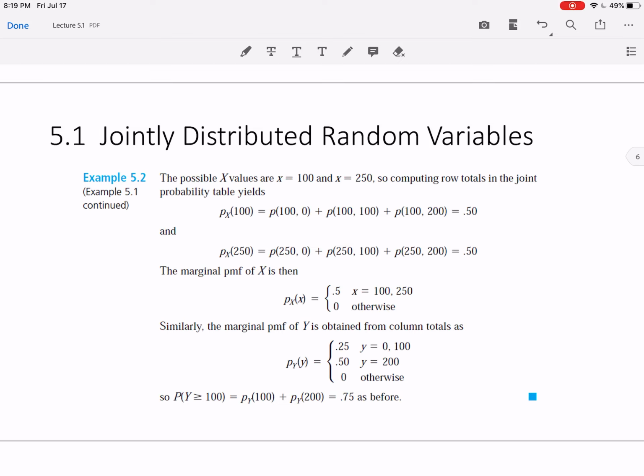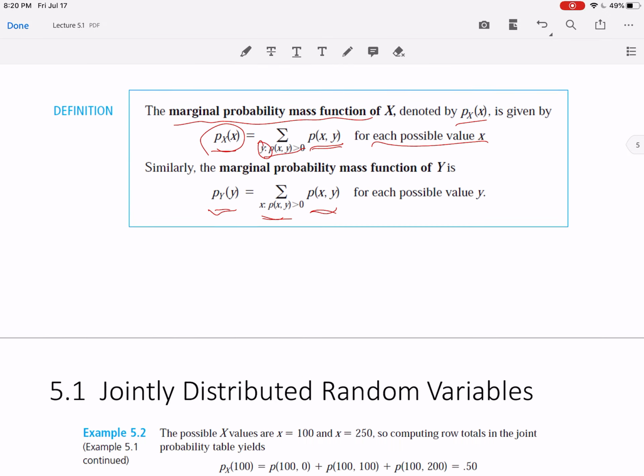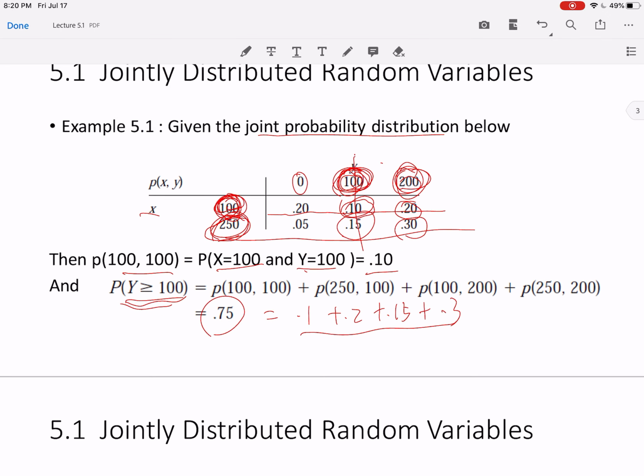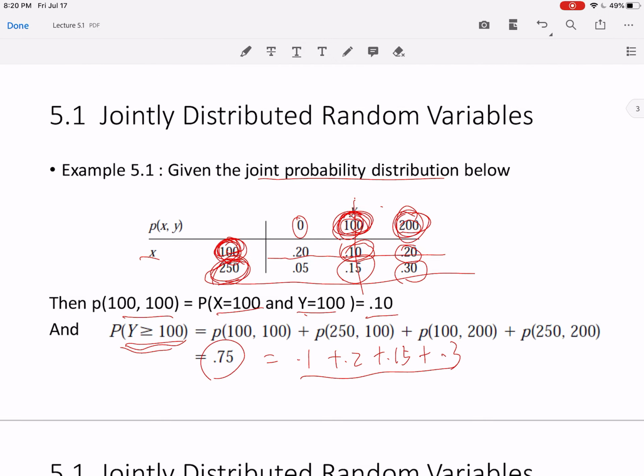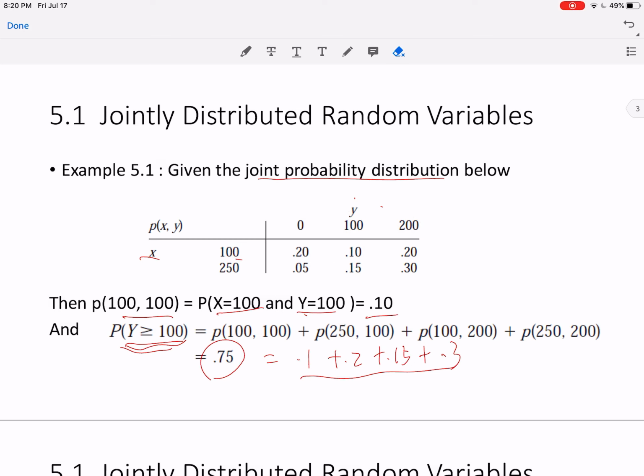So once this is clear, let's take a look at this example here, 5.2. Actually, this is a continuation of example 5.1. Let's go back to the joint probability distribution here. Based on the joint probability distribution, let's take a look at how we can find p sub x of x and p sub y of y.